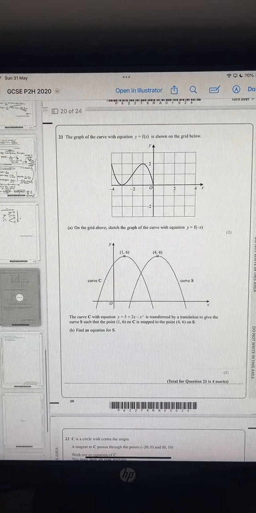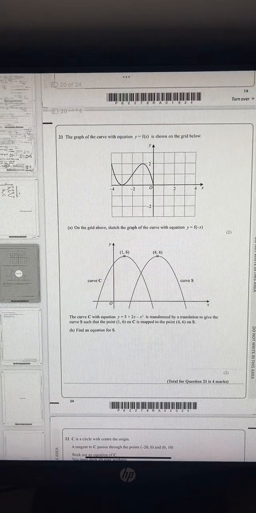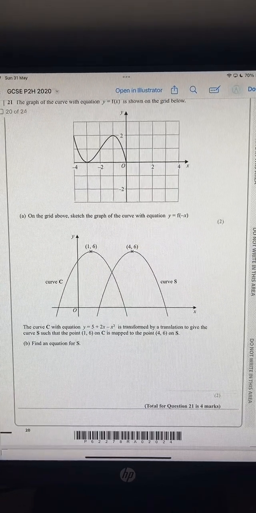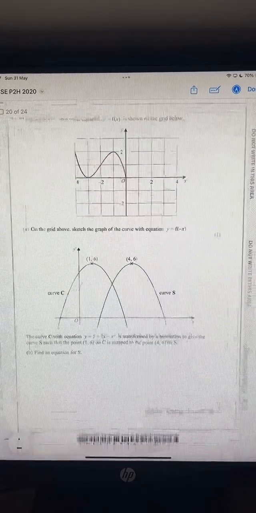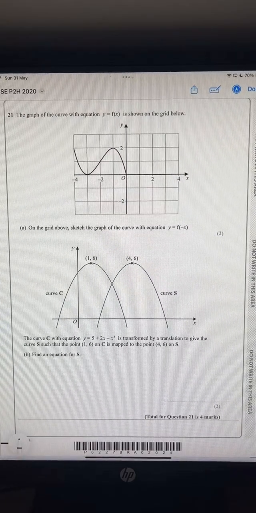Okay. So, graph transformations. Nice questions if you know your transformations. Memorize the rules if it helps. If you can't understand it, literally memorize what the patterns are and go with that. So, the graph of the curve with the equation y equals f of x is shown on this grid.